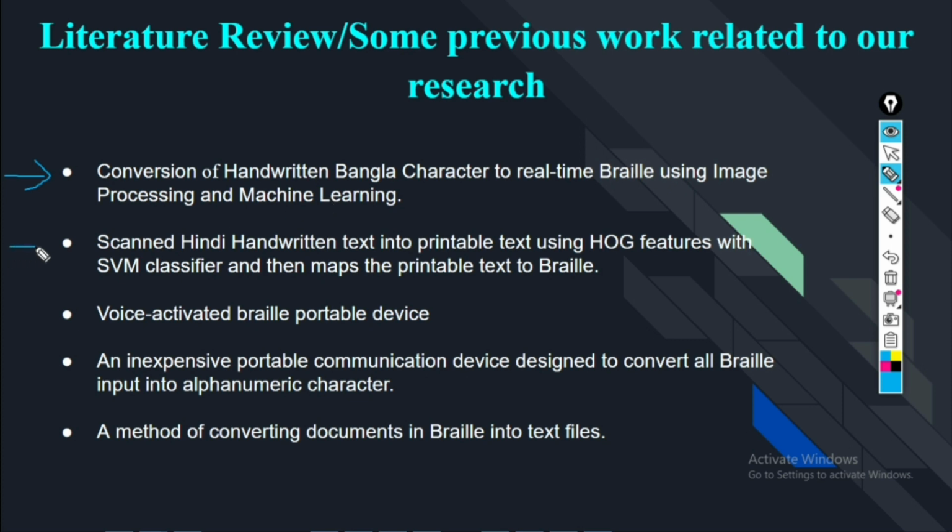The second research paper that I'm going to talk about deals with converting scanned Hindi handwritten text into printable text using HOG features with an SVM classifier and then mapping the printable text to Braille. So this work first converts the characters to remove the overhead lines of the Hindi characters, and this is done by adding pixels row wise. After that, the segmented characters are recognized using the SVM classifier and converted into a binary image.